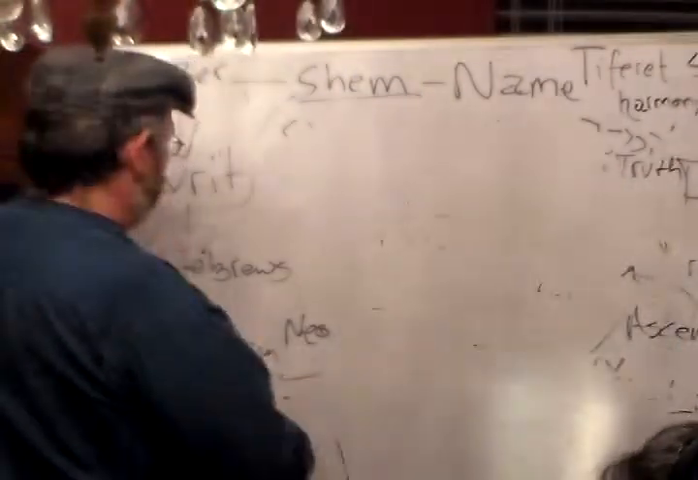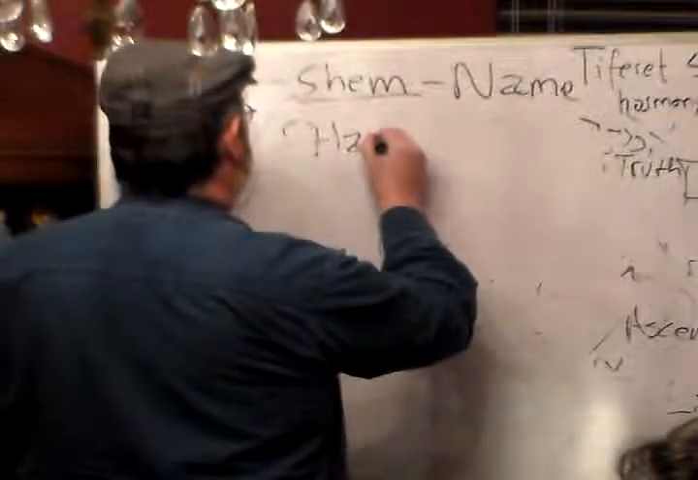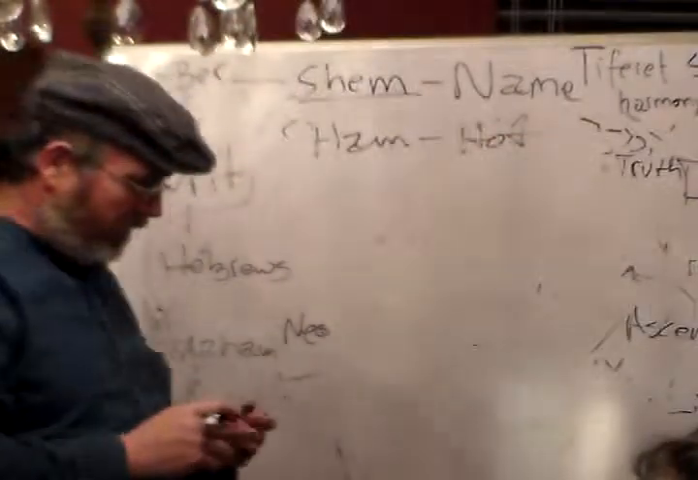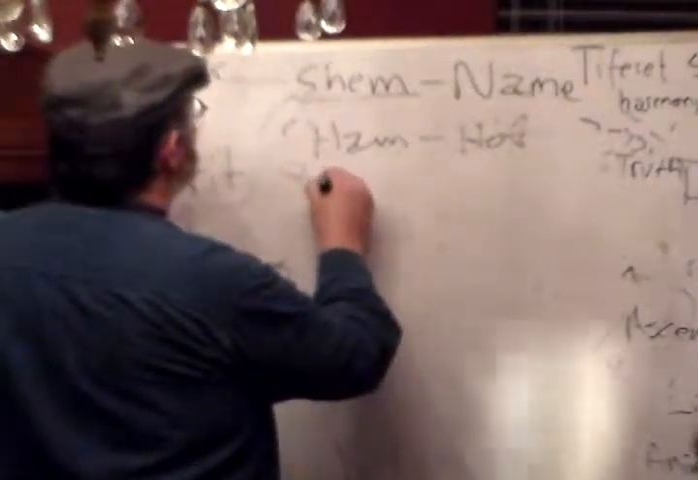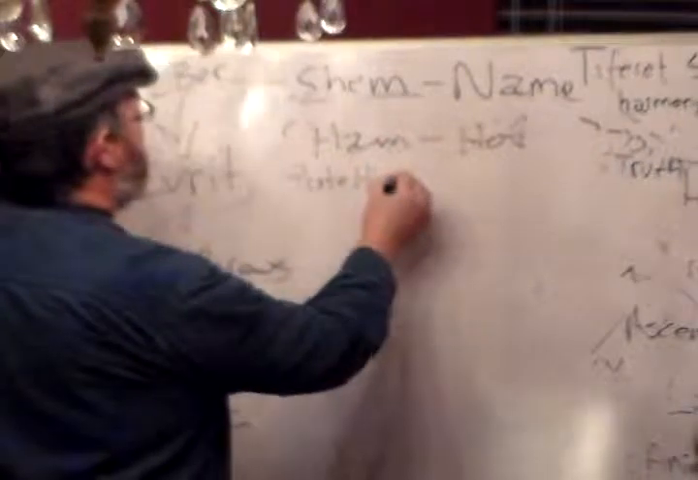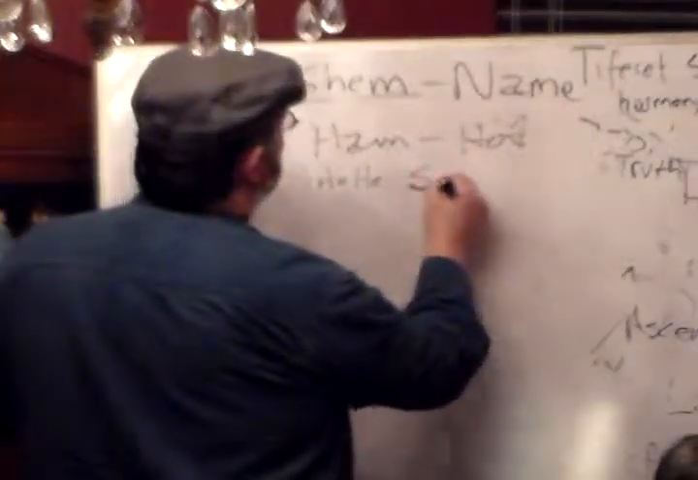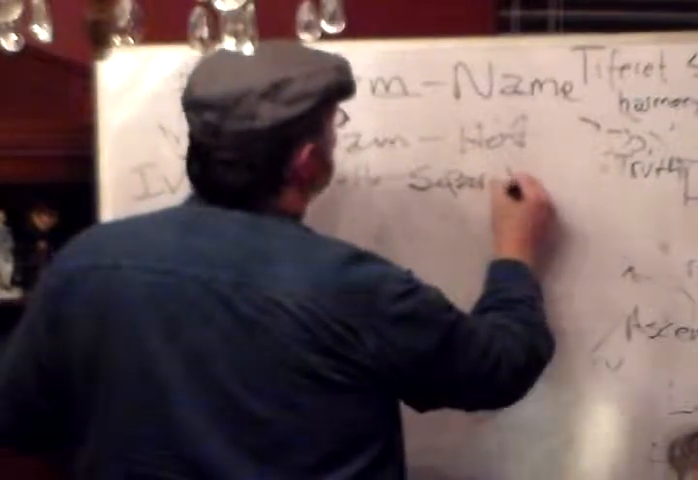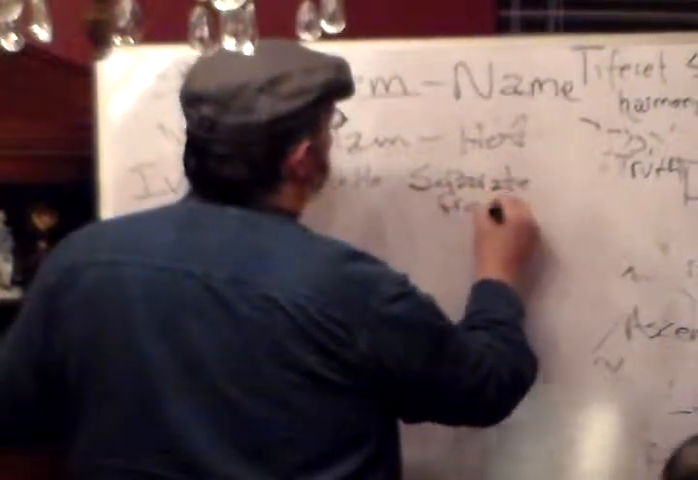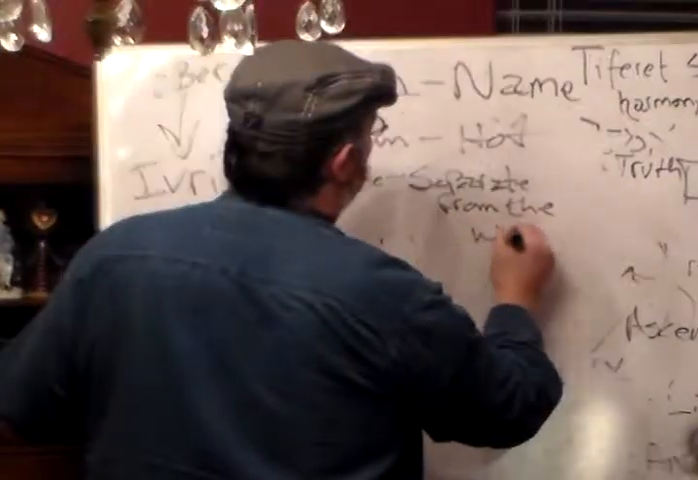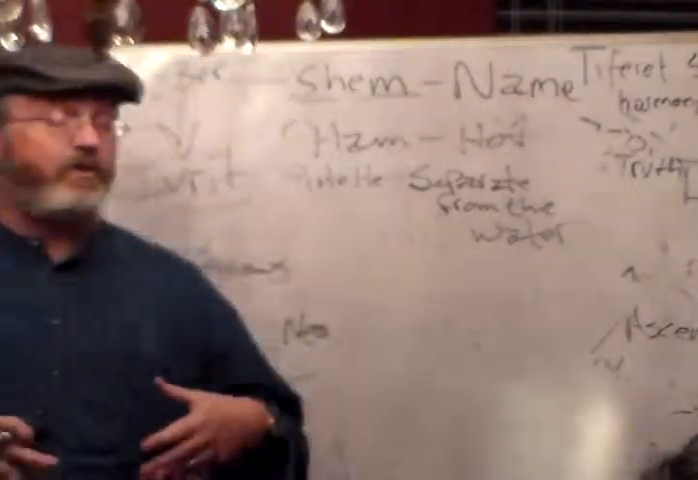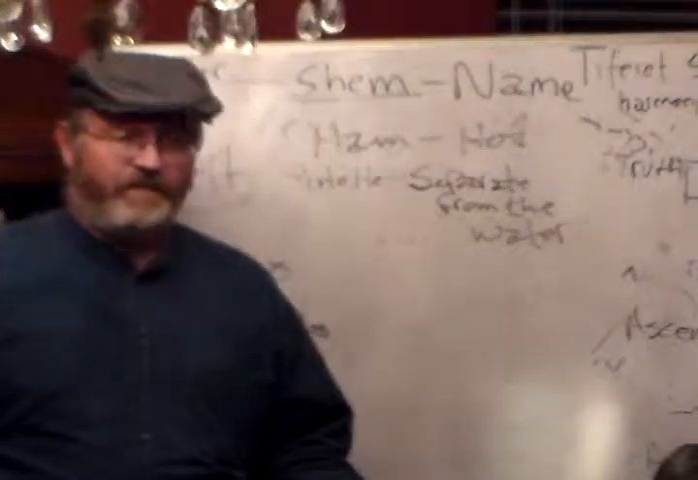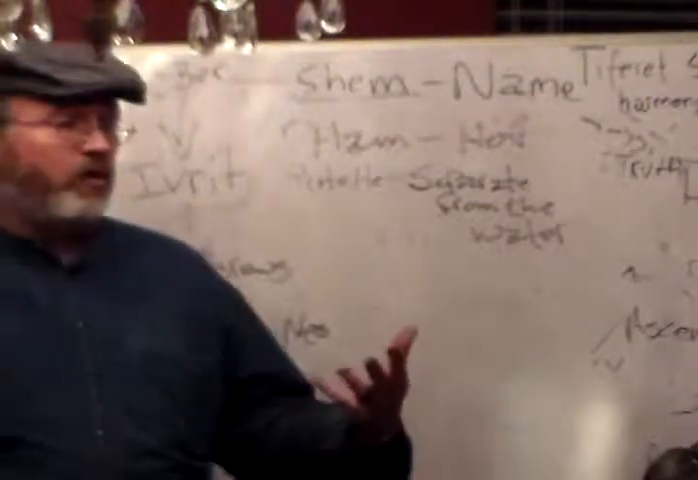Ham. Ham means hot. Hot. What does hot have to do with anything? Proto-Hebrew of Ham is separate from the water. What happens if something is, the water separated from something? Dries up. Heat will parch something.